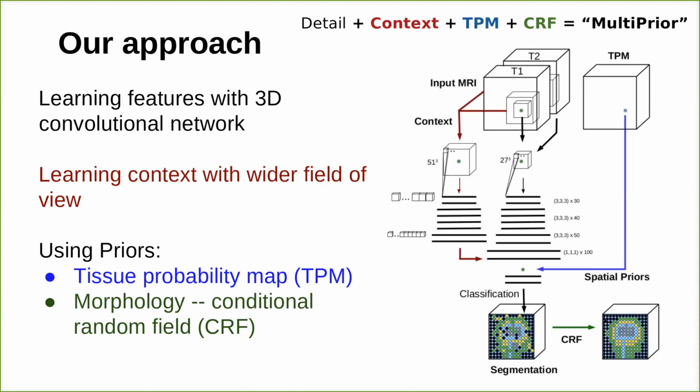Adding those 3 modules together gives this model on the right. So this is a basic detail model, adding context, adding the tissue probability maps, and adding the conditional random fields. This is context aware, has absolute location awareness, and also morphology. So we call this a multiprior.